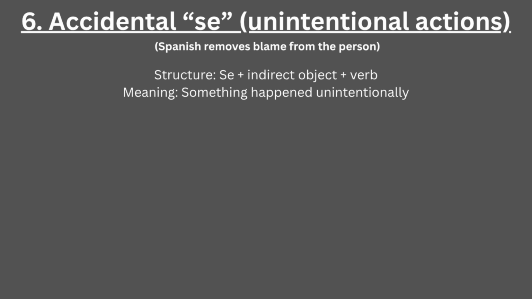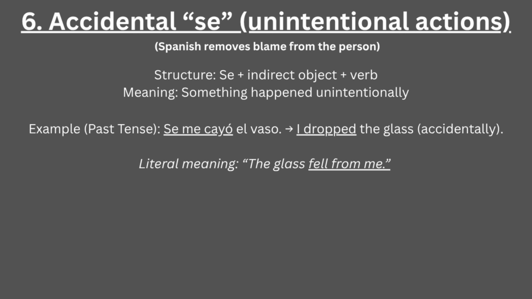The sixth way is an accidental se that removes blame from the person. This construction can be difficult to understand, but it is important because it shows actions as unintentional, especially in the past tense. Se me cayó el vaso. I dropped the glass, accidentally. The pattern follows se plus an indirect object plus a verb. Although Spanish past tenses are for future videos, the accidental se is needed in this case.